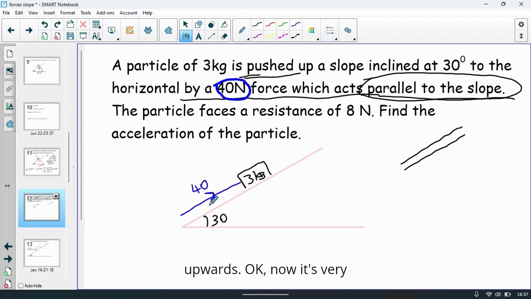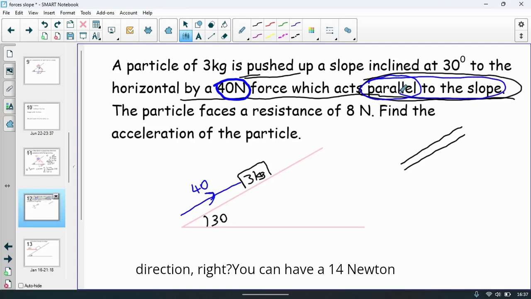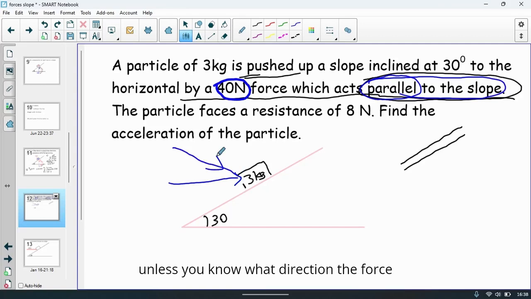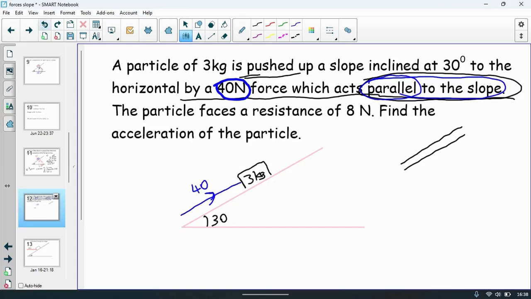Now it's very important they told you that it's parallel to the slope. Because if it wasn't parallel, it can be applied in any direction, right? You can have a 40 Newton force which is going like that, or a 40 Newton force which is going like this. So unless you know what direction the force is, it's very, very difficult to draw it. So they've told you it's a 40 Newton force, which is parallel to the slope, which means it's in the same direction as the slope. So we've got that down.